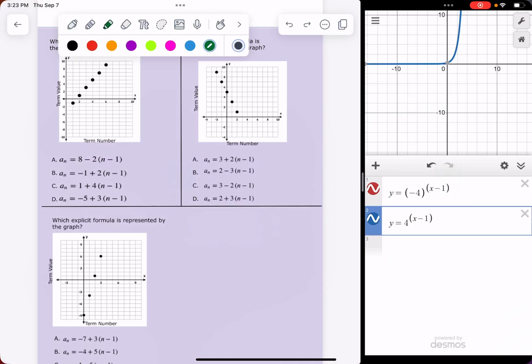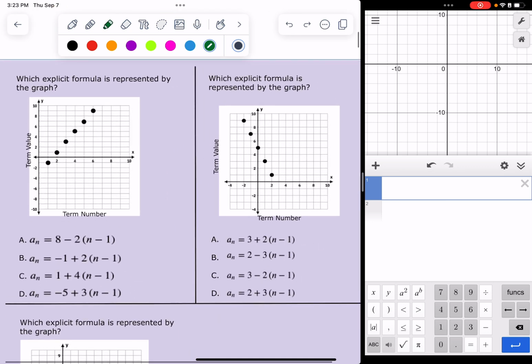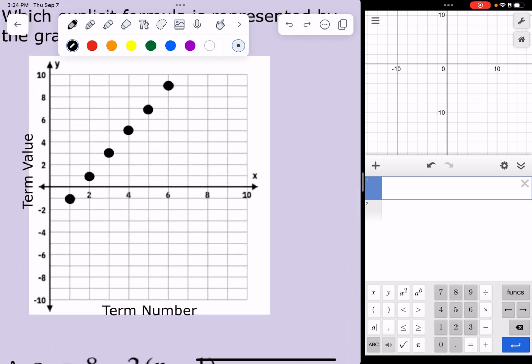All right, so we are going to go through this review. If you did not understand some questions, we'll do them again. It says, which explicit formula is represented by the graph? Our first thing is to write our points.